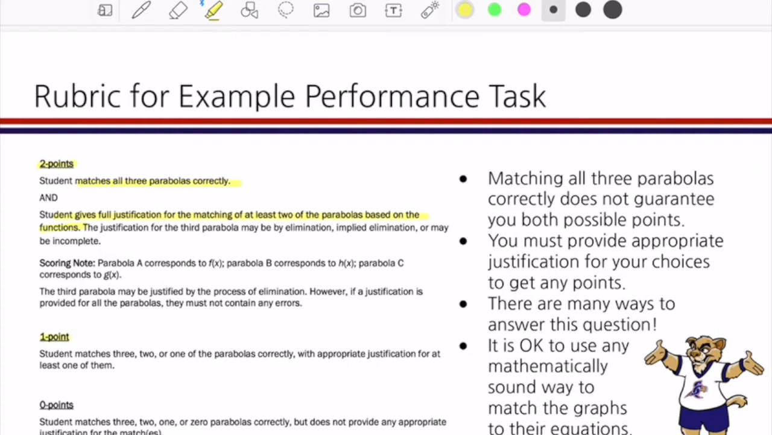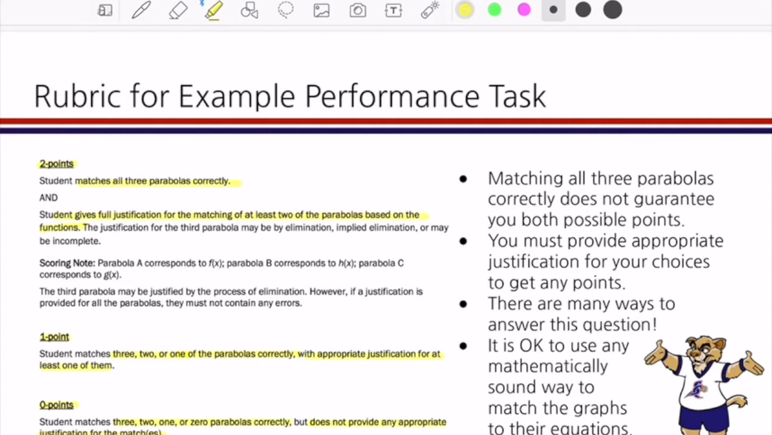To get half of the points, so to get 1 out of 2 points on the question, you would match either all 3, 2, or 1 of the parabolas correctly with appropriate justification for at least one of them. So it says here that as long as you match one of them correctly and provide a correct reason for that one that you match correctly, you can still get 1 out of the 2 points for the question. If you don't provide any appropriate justification for the matches, then even if you get all 3 of them matched correctly, you don't get any points for the question.